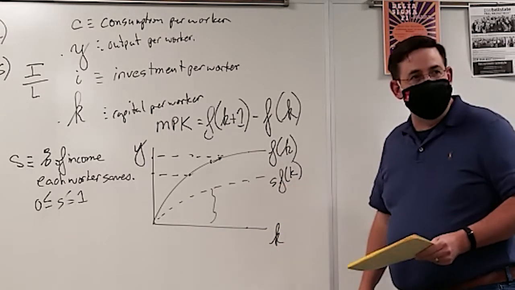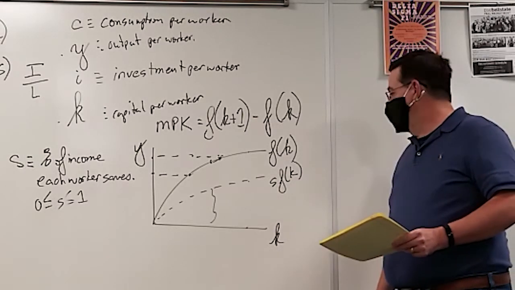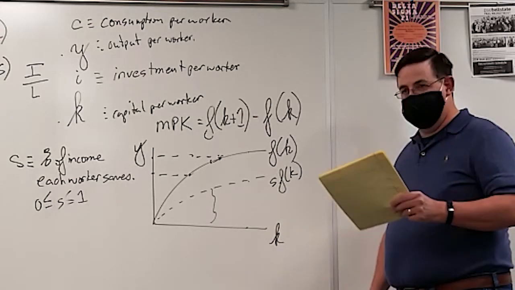Now, Keynes's model doesn't do that, right? There's a marginal propensity to save in Keynes that adjusts. This model doesn't have that.